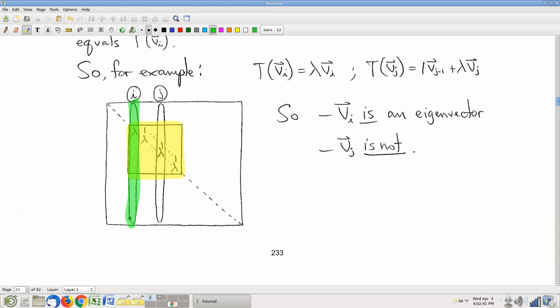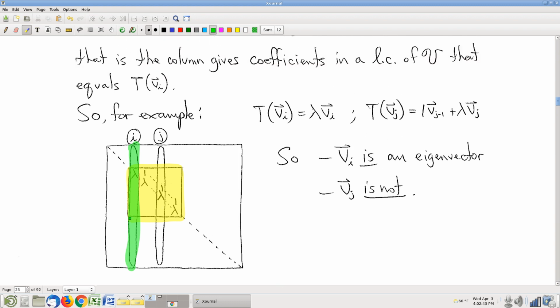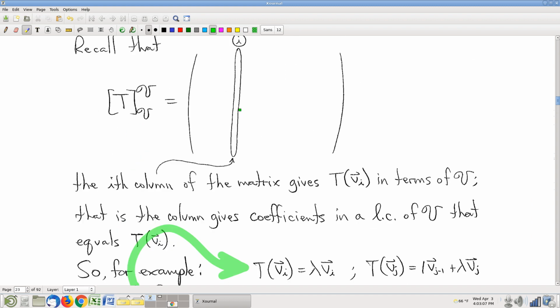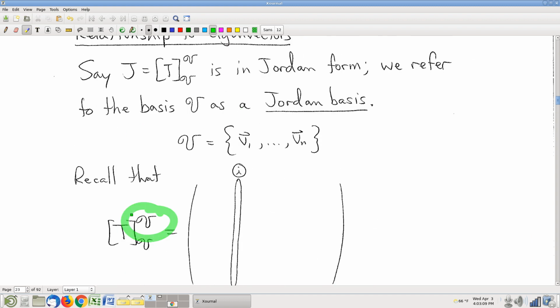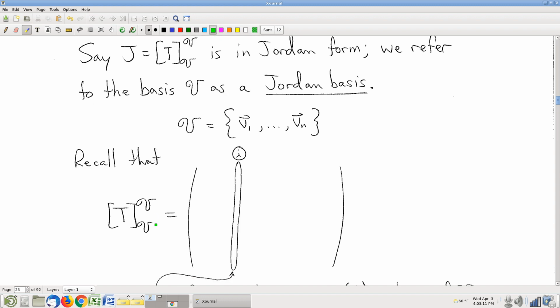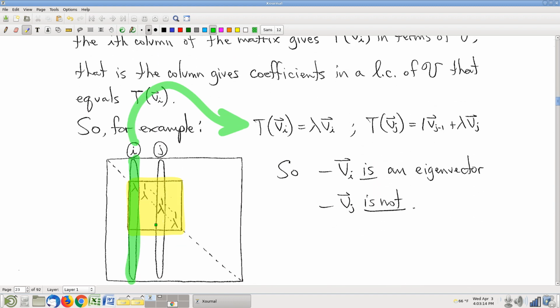What can I learn from that first column? What does that first column tell me? Well, I remind you, columns give you images of basis vectors. So this, we're going to call it the ith column, is telling you about the image of the ith basis vector. Now, it's not telling you what that image is with respect to the standard basis. No, it's telling you what that image is with respect to the script V basis, right? It's telling it to you in terms of that output basis. So let's look at what's in this column.